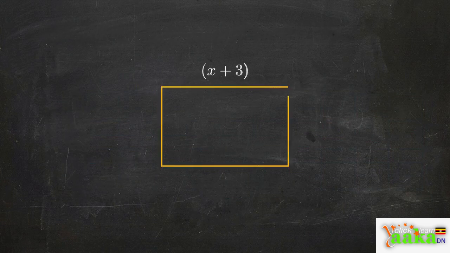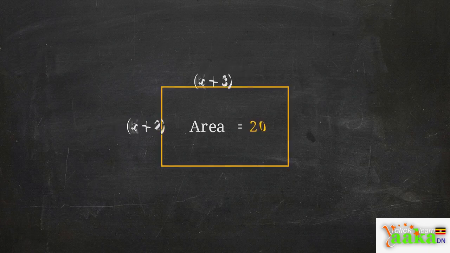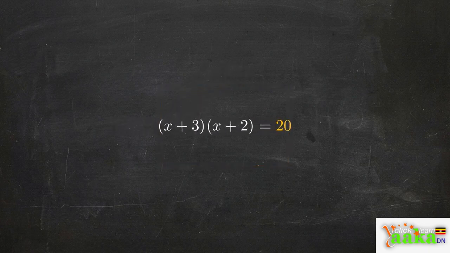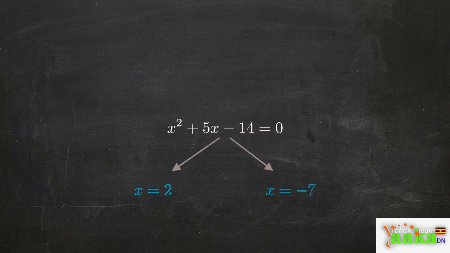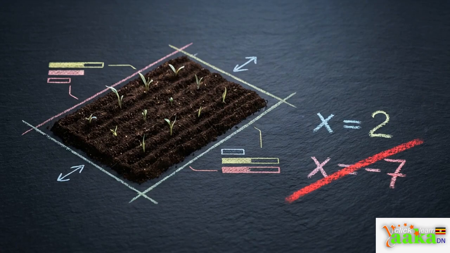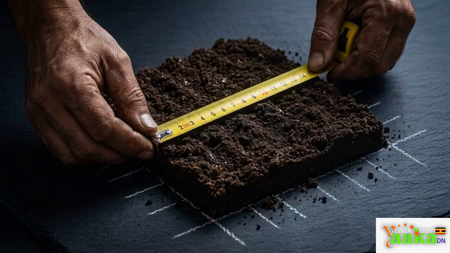For a Ugandan farmer's rectangular garden, the area is 20 square meters, with dimensions x plus 3 and x plus 2. We multiply these factors to equal 20, then expand. Resetting to 0 by subtracting 20 reveals two roots, 2 and -7. Because a physical garden cannot have a negative length, we discard the negative root. In the real world, only the positive solution of 2 is valid.